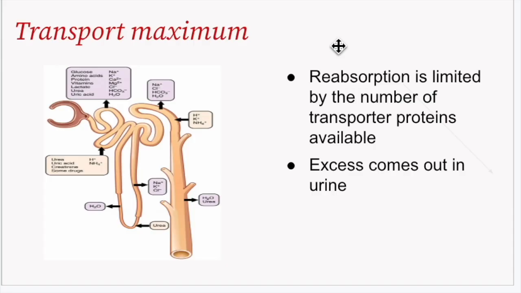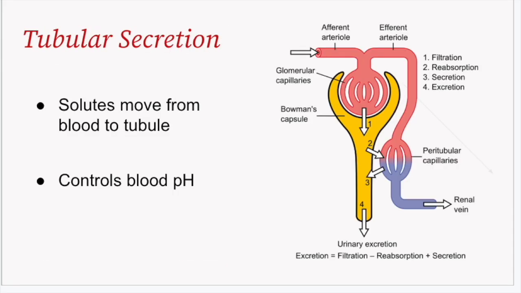Okay, so this is one of the ways that we get glucose in the urine, right? If we have a lot of glucose in our bloodstream, when the glucose is being reabsorbed, we might not have enough transport proteins to move that back into the bloodstream, and so the excess ends up coming out in the urine. And the last step is tubular secretion.